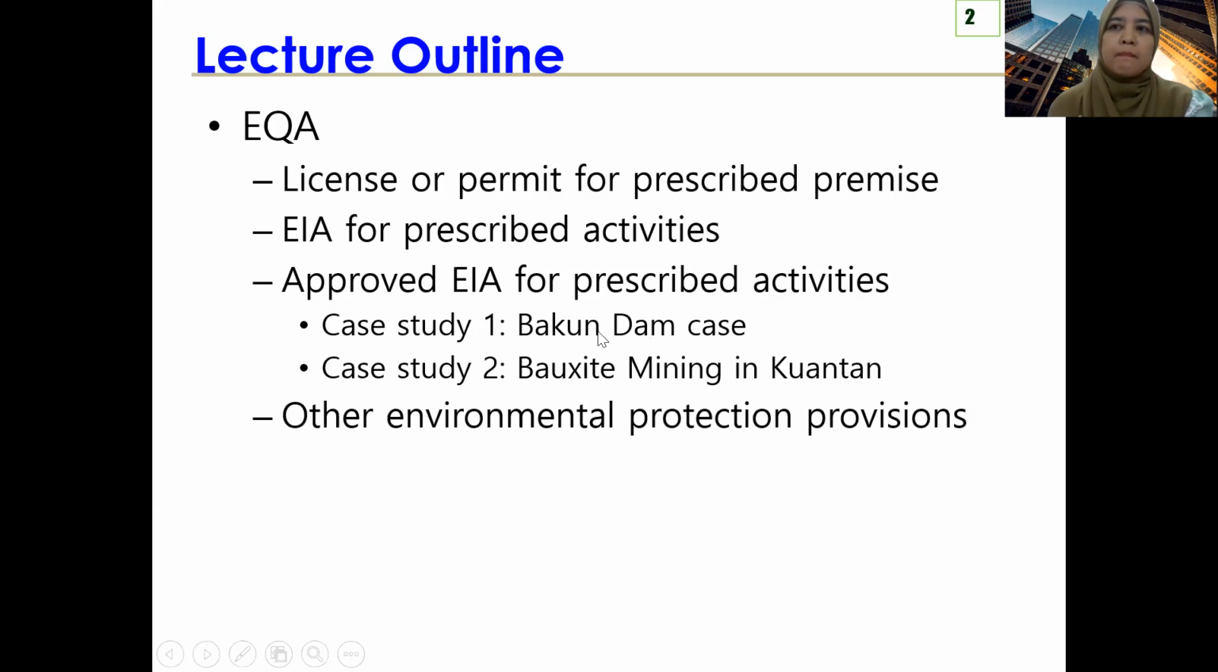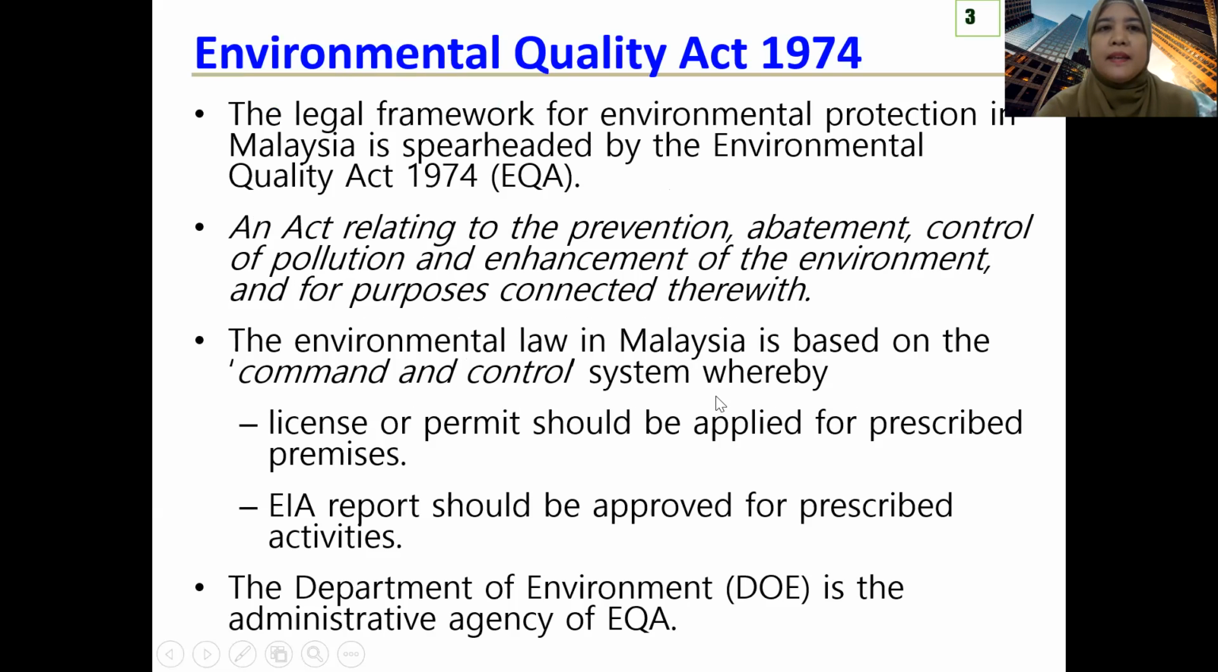But also we are going to come back to the main reason why EQA was enacted, which is to protect the environment via pollution controls. Then, now what is EQA? Environmental Quality Act 1974, an overview. It's a legal framework for environmental protection in Malaysia. It's an act relating to the prevention, abatement, control of pollution, and enhancement of the environment, and for purposes connected therewith.